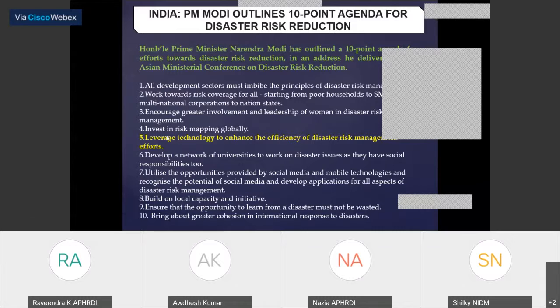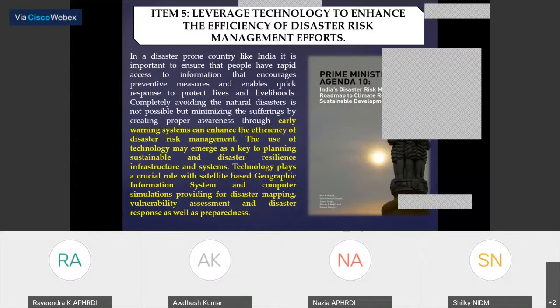So in this presentation, let's move ahead. Item number 5 of the Prime Minister's 10-point agenda is basically focusing on using science and technology for DRR. Item number 5 discusses in detail creating proper awareness about the early warning system, because it can enhance the efficiency of disaster risk management a lot. For example, if we get a timely warning of a tsunami, then we can evacuate the regions. And recently, Ashish sir also explained the evacuation plans for cyclones in coastal regions. So this is something that warns us before the disaster.